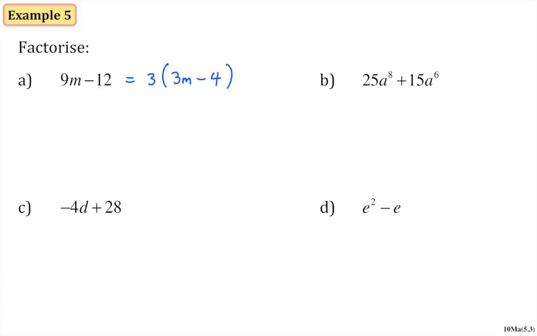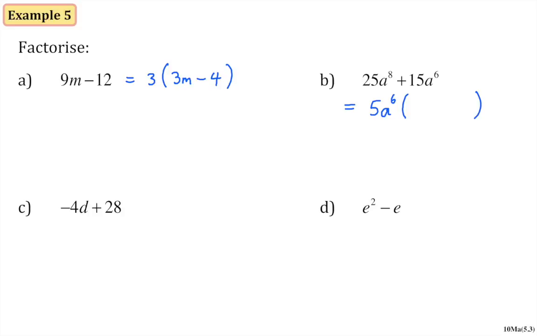Let's go to part B. We're looking for the number parts only. What number goes into 25 that also goes into 15? Well, 5 does, doesn't it? So we write down our 5. Now let's look at the letter parts. You've got an A term and an A term, but that's A to the power of 8. That's A to the power of 6. That means A happens at least 6 times within each term. So I end up taking out A to the power of 6 and put my brackets.